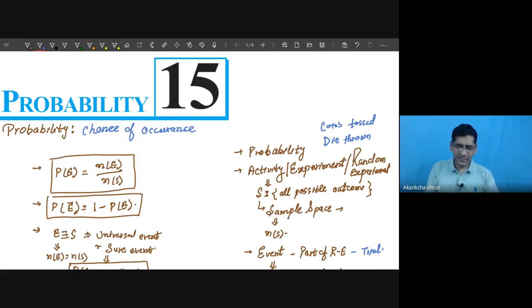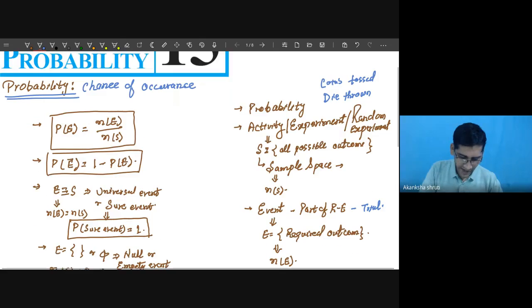So students, what is this probability? The English meaning of probability is simply the chance of occurrence. What is the chance of occurrence of any particular activity or particular event? This chance of occurrence can be quantified in mathematics with the help of a ratio. This ratio is the number of occurrences by total possible occurrences. It can also be expressed in terms of percentage. Percentage means the ratio has to be multiplied by 100.